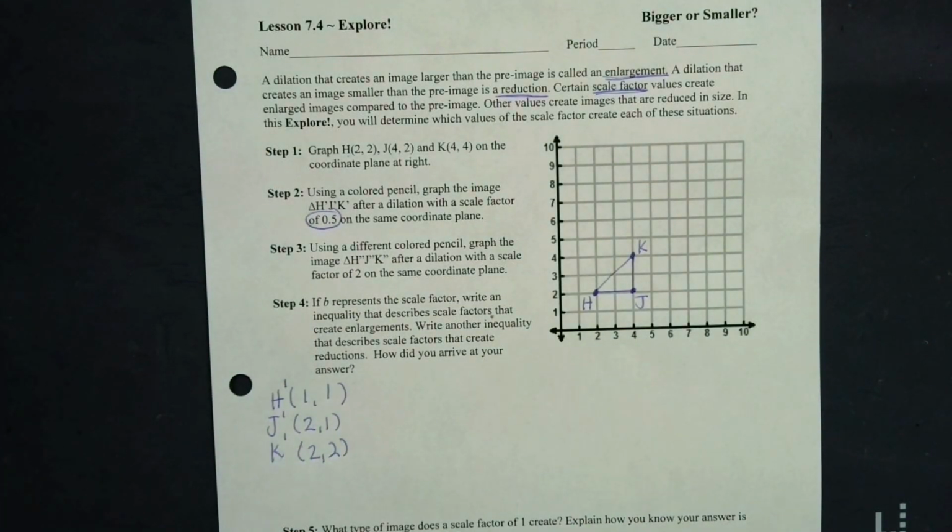Did you get the same coordinates I did? Multiplying by a half is the same as dividing by 2, just so you know. So anytime you multiply by half, it's the same as dividing by 2.